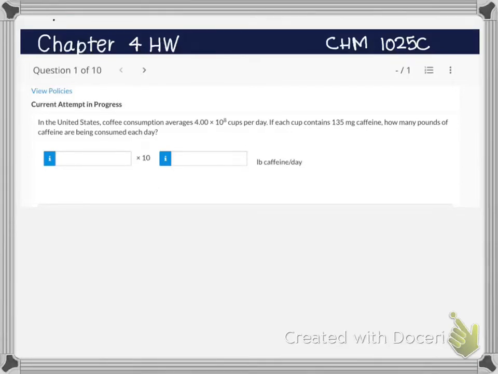We're going to take a look at question 1 on the chapter 4 homework, which is a conversion problem that looks a little bit different because some of what we need, as an equality, is given in the actual question. It says in the United States, coffee consumption averages 4.00 times 10 to the 8 cups per day. If each cup contains 135 milligrams of caffeine, how many pounds of caffeine are being consumed each day? So basically what we're trying to convert is this many cups per day to pounds of caffeine.